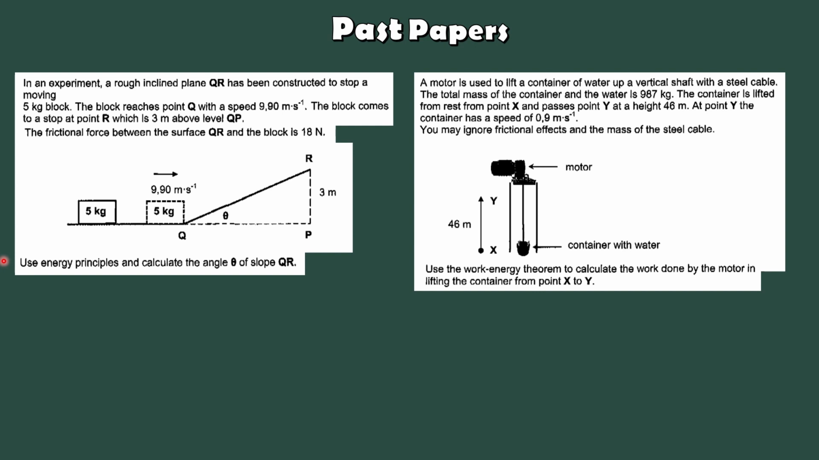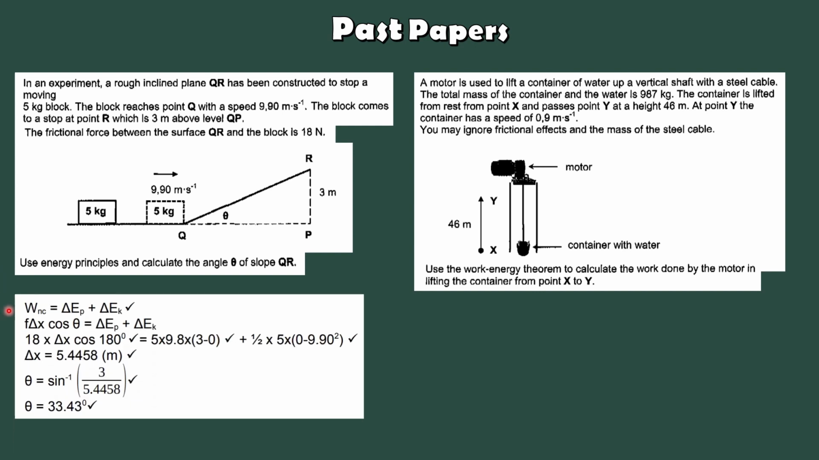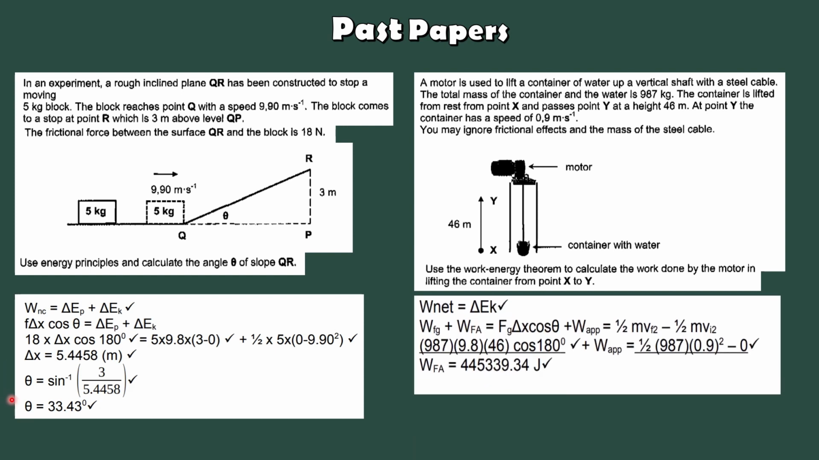Energy principles means work non-conservative. So you write your work non-conservative formula. The only force acting on this block is your force of friction. And cos 180 because friction always acts at 180, and the only thing you're missing is your distance. You sub everything in and you solve for your distance. Now you have to use trig to solve for theta, and theta is 33,43. Moving on to the next one.